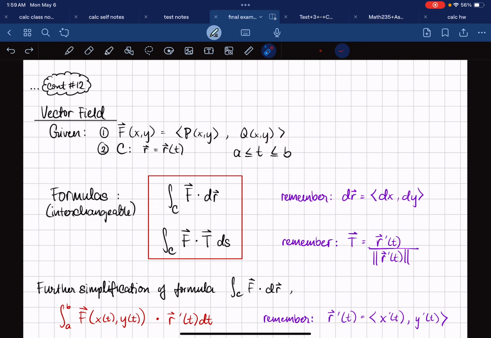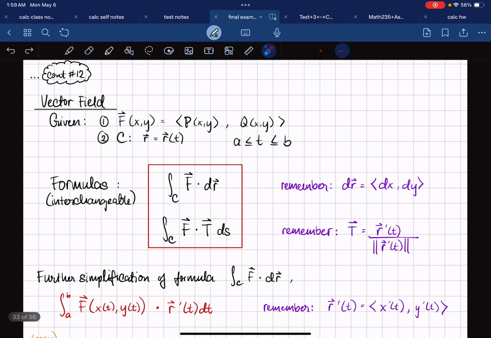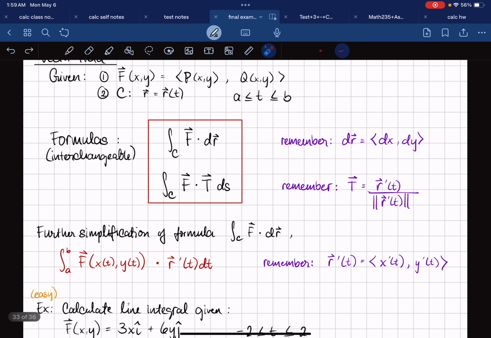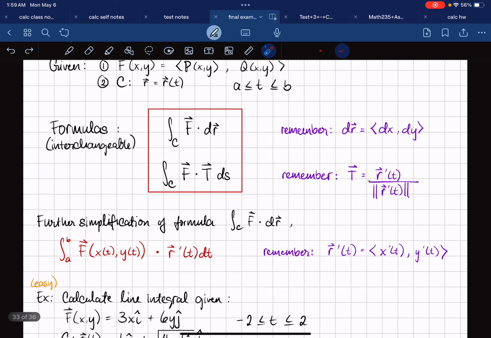And then I have written two formulas here, which are in fact interchangeable. They mean exactly the same thing. I wrote the side notes here that you could definitely write on your formula sheet. But for the most part, we're going to be using this equation right here, and we want to simplify it further so that it's easier to substitute everything in, right?